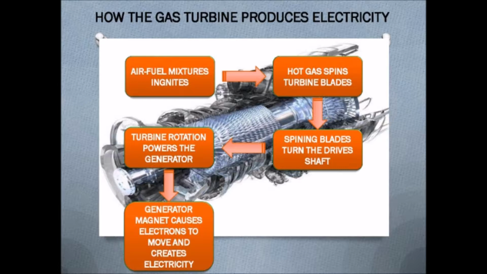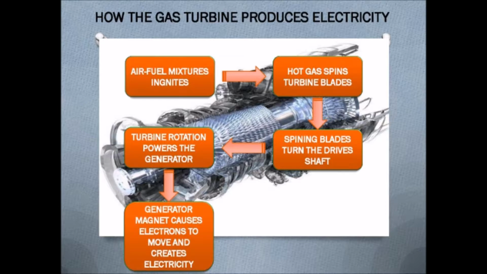To generate electricity, the gas turbine heats a mixture of air and fuel at very high temperatures, causing the turbine blades to spin. The spinning turbine drives a generator that converts the energy into electricity. For the first, air fuel mixture ignites. The gas turbine compresses air and mixes it with fuel that is then burned at extremely high temperatures, creating a hot gas.